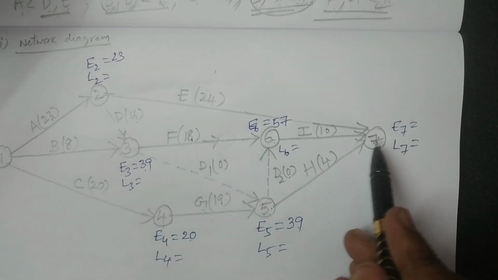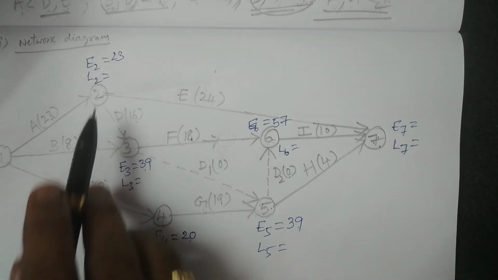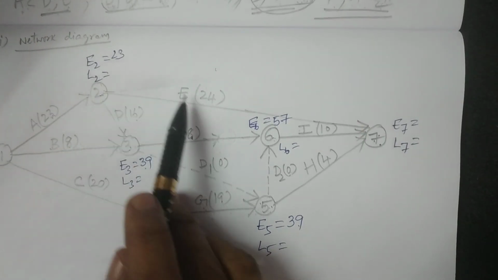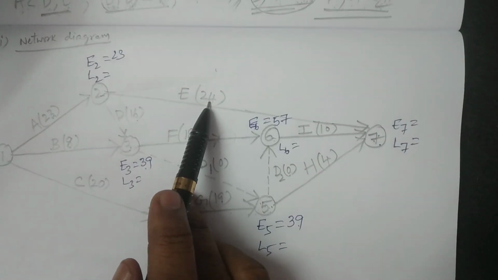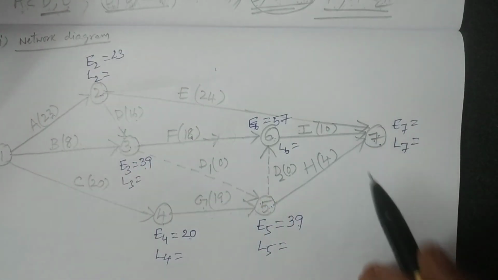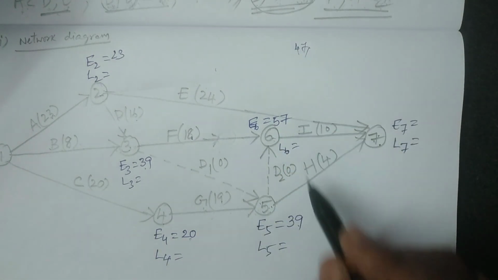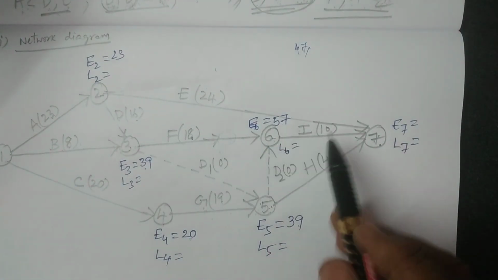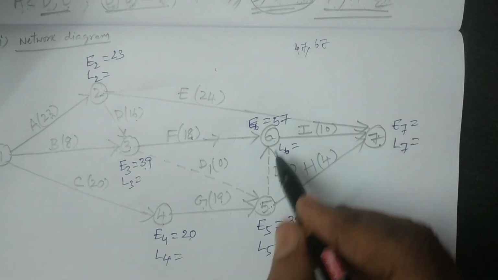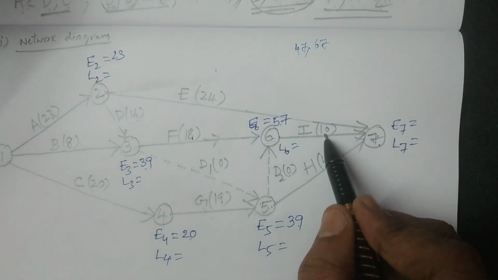2 to 7, 6 to 7, 5 to 7. Therefore, you have to calculate three values and then take the maximum. First one, E2 plus duration: 23 plus 24, 47. Next one, 47, I am writing 47 here. And from 6 to 7, E6 is 57 plus D, which is 10, 67. Do you understand?